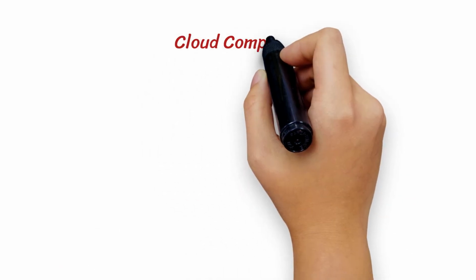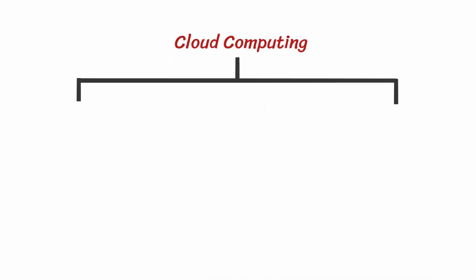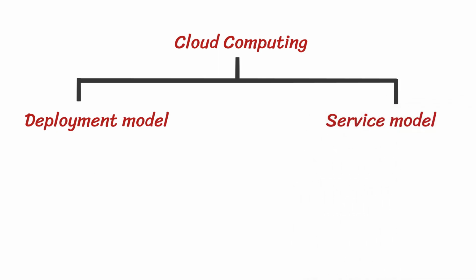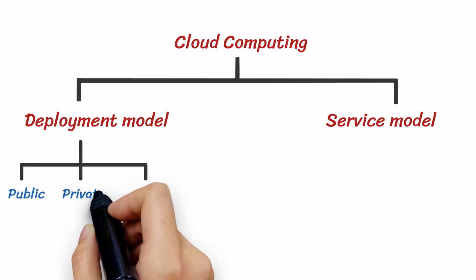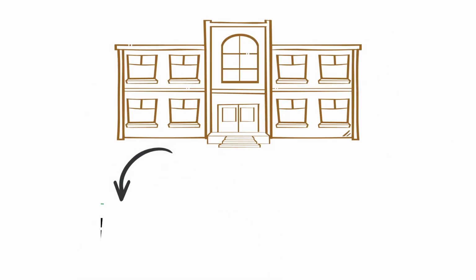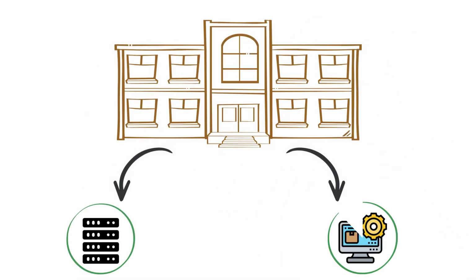Cloud computing has two types of models: 1. Deployment model, and 2. Service model. There are 3 types of deployment models: 1. Public, 2. Private, and 3. Hybrid. Let's use the example of a school's data storage and management system to explain the different deployment models of cloud computing. 1. Public cloud.